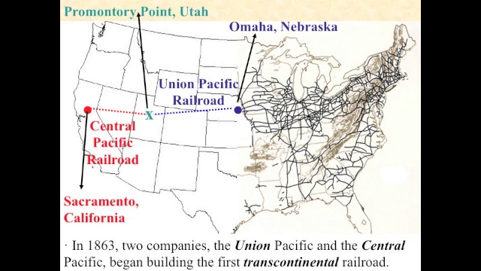So in order to build this transcontinental railroad, you had two companies that were starting on opposite ends, and they were going to meet in the middle. You had the Central Pacific Railroad starting out in California, and then you had the Union Pacific Railroad starting out in Nebraska. The meeting point would have been in Utah, and you can see just how far they had to lay the tracks and where that meeting point is on the map.